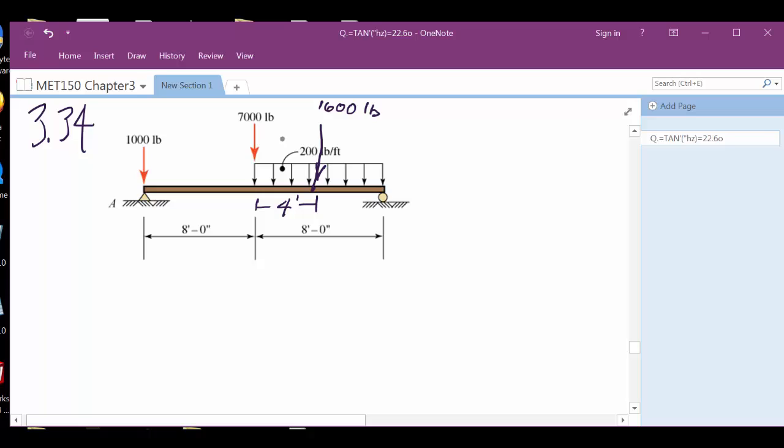That would be your R value, right? Going down. Then the moment at A equals what? 7,000 negative times 8 feet minus 1,600 times 4 feet, right?